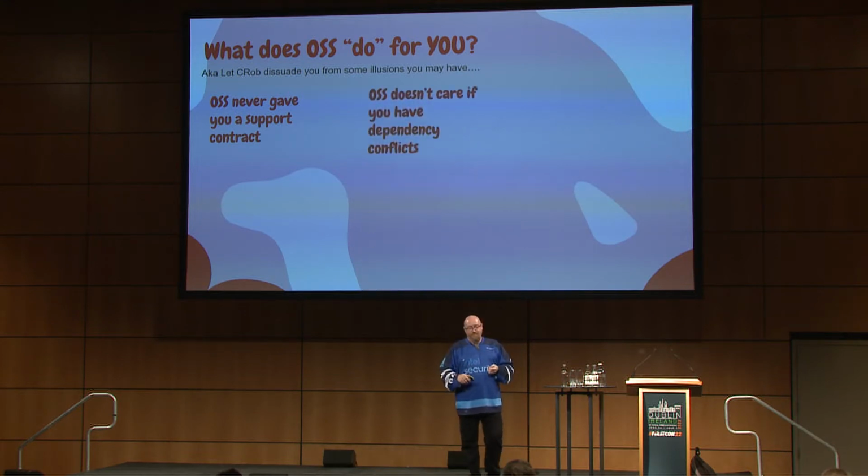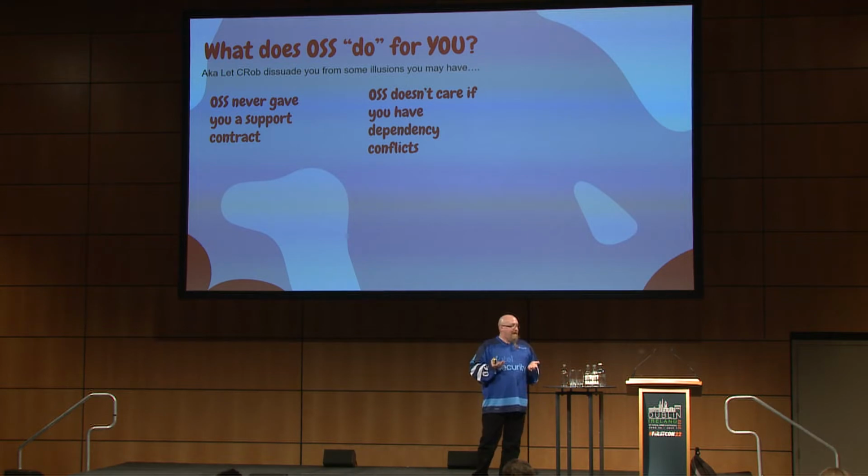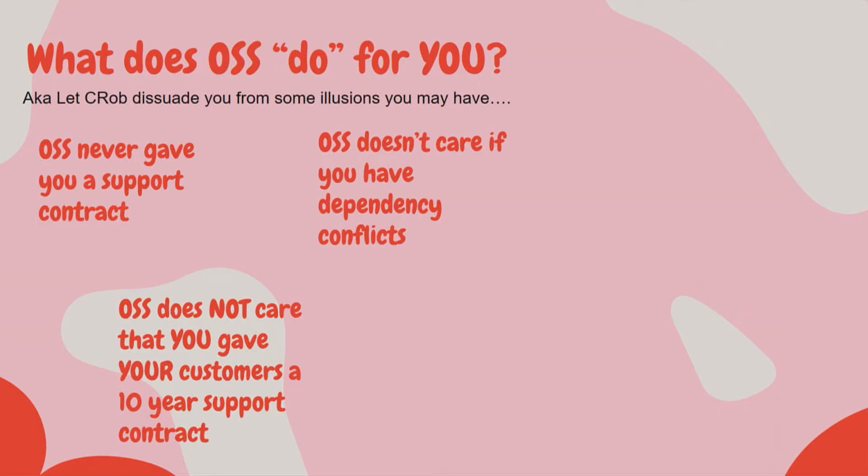Open source doesn't care that you have dependency conflicts, or you have a critical system you can't take down to patch, or you can't update to the next version because of dependency conflicts. That's not there. They are there to create their software and move along, solve their problems, and you are able to benefit from that.